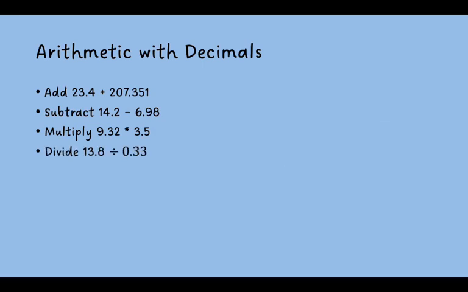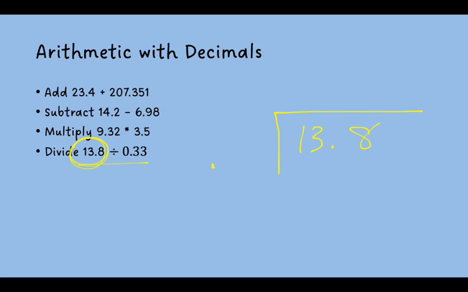Oh, division. Okay, which one goes inside the division symbol? The 13.8 or the 0.33? The sentence says 13.8 divided by 0.33. So the first thing goes where, the outside or the inside? Inside. 0.33 goes on the outside.